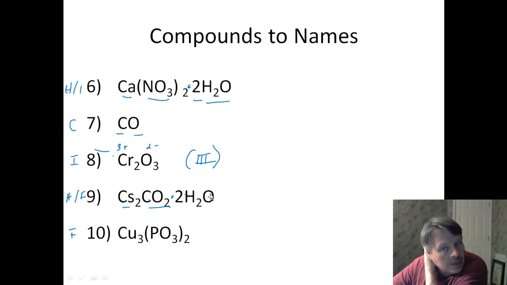And, well, wait a minute, you didn't put anything in parentheses. Well, you don't need to, because cesium, if you look at the periodic table, is in column 1, so it's an alkali metal, so it always takes on a +1 charge.